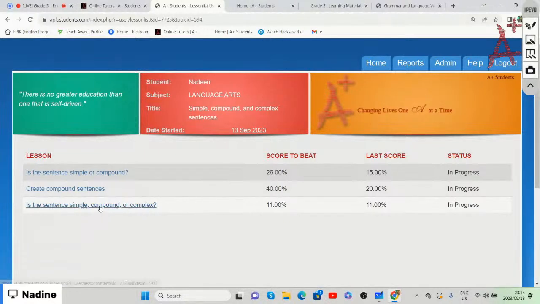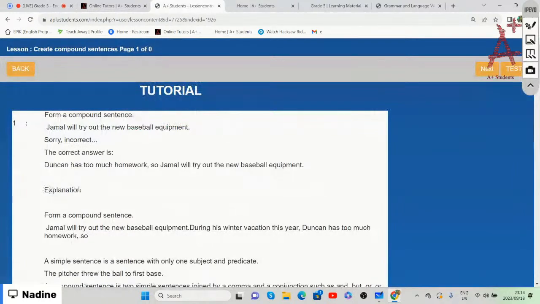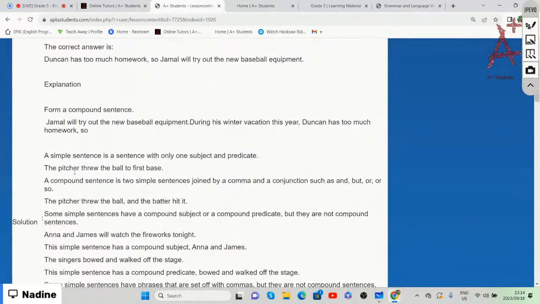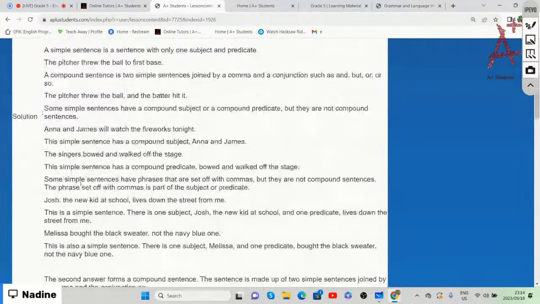All right, so when we open our tutorial, we are going to go to the second lesson under the chapter of simple, compound, and complex sentences. And we're going to click on create compound sentences. So we are going to be creating compound sentences. And before we do so, we are going to again define what a simple sentence is, a compound sentence is, as well as a complex sentence is.